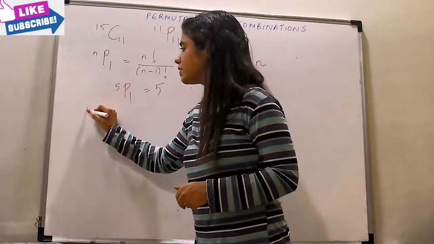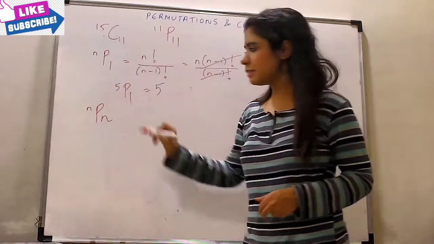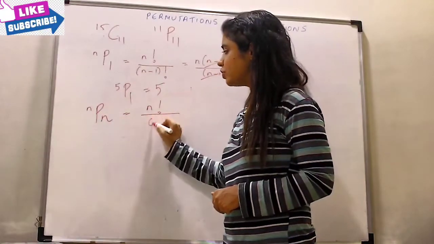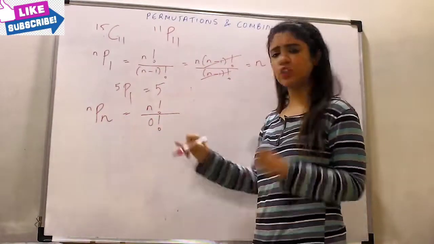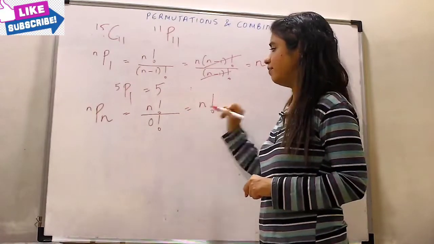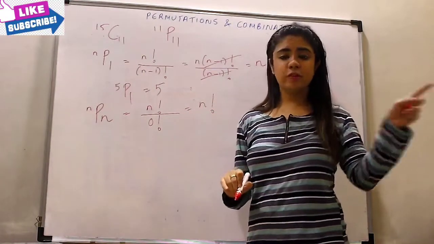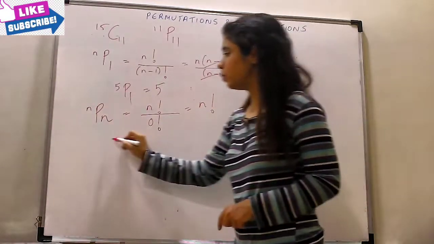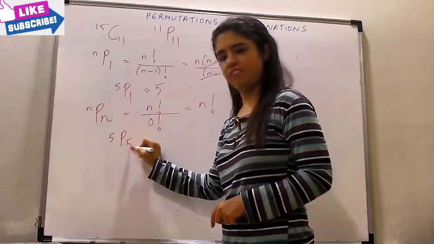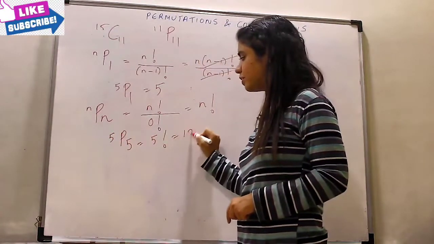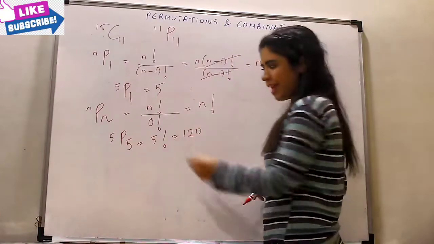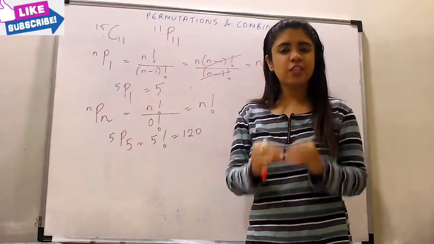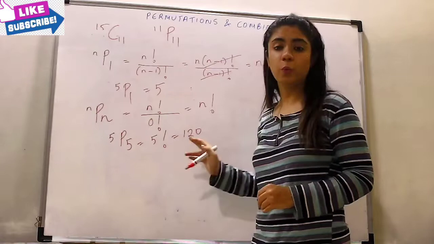But suppose if I ask you what is the value of npn? As per the formula, it will be n factorial upon n minus n, which is 0 factorial. 0 factorial is 1, so your answer becomes n factorial. ncn, if you remember, was 1. But npn is n factorial. So if I ask you what is 5p5, it will be 5 factorial, which is 120. What does this mean? It means I have 5 subjects and I have to arrange all 5. So arranging all 5 will give you 120 ways.